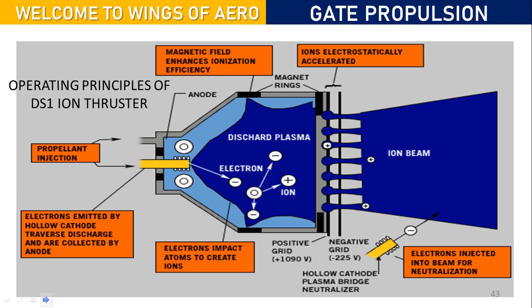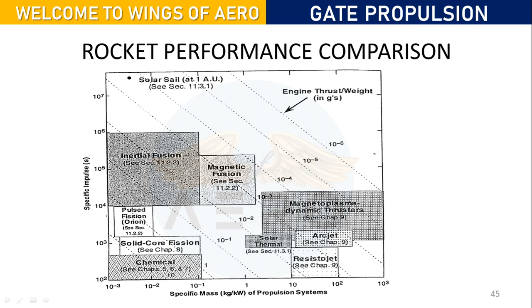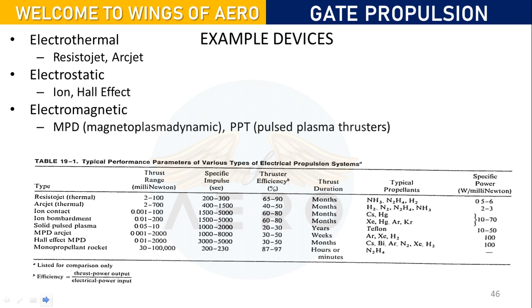So we don't need how it works much of it, but you should know what the types are and under which classification each comes. That is more important. Second important is the comparative study of all those different types: which one has the better specific impulse, and what possible propellants are used. These are the main basic things of the electrical propulsion system.